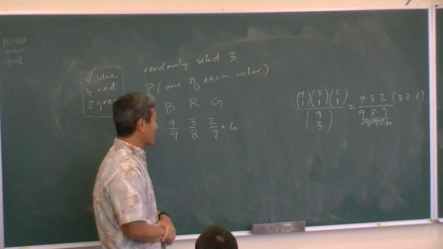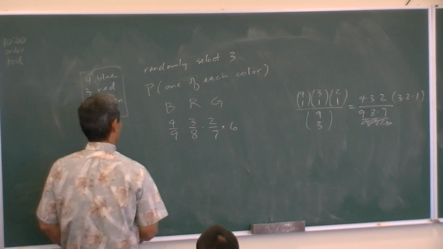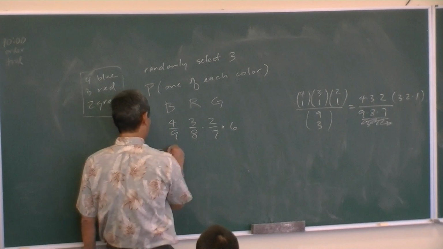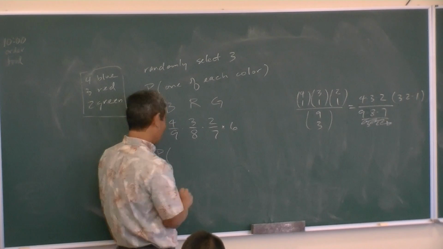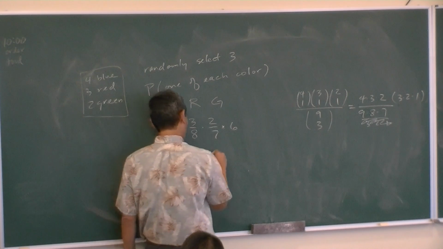Okay, let's do one more example. One more example should be sufficient. Okay, randomly select 3. What's the problem? I'm trying to remember what we did yesterday. Was it 2 red and 1 green? Yes. Okay, 2 red and 1 green.